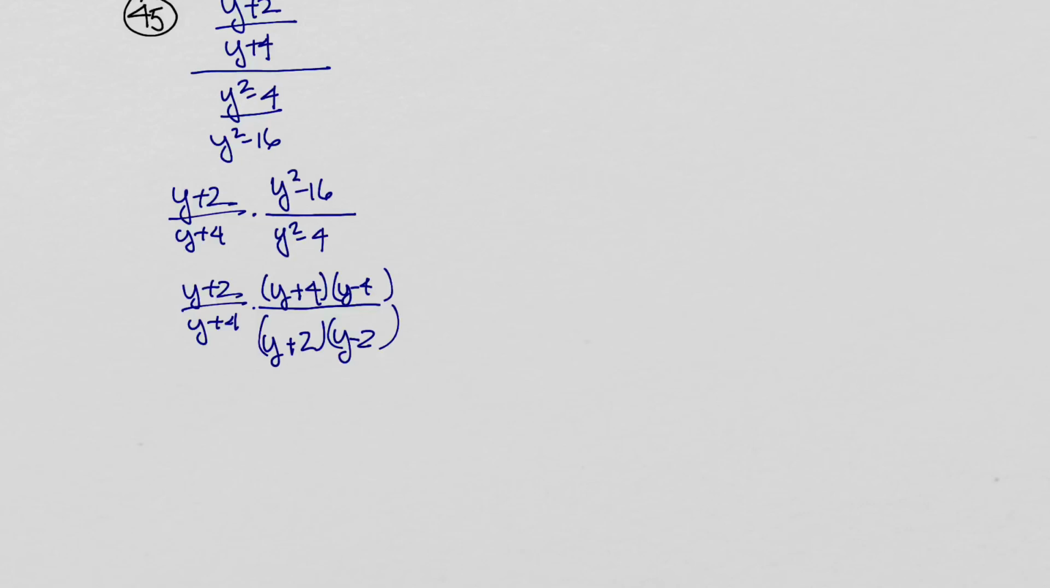And now we can see we've got some common factors here. That y plus 4 will go with that one, that y plus 2 with that one. So we are going to be left, let's go ahead and do that. y plus 4 goes with y plus 4, y plus 2 with y plus 2, and we're left with a 1 times y minus 4. So we are left with a y minus 4 on the top, and on the bottom, 1 times 1 times y minus 2, which is y minus 2, and we are done.